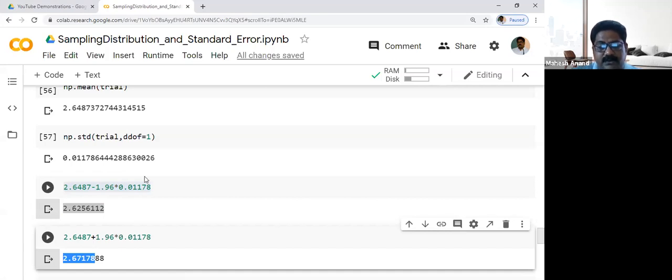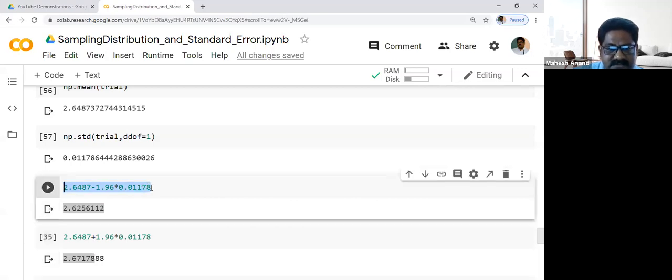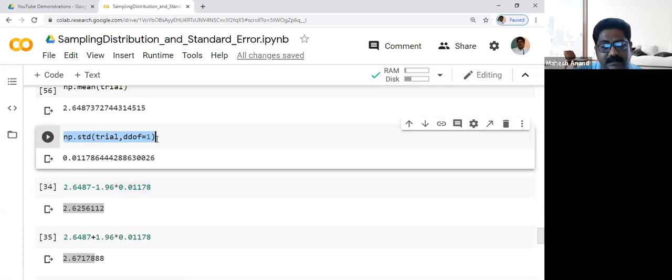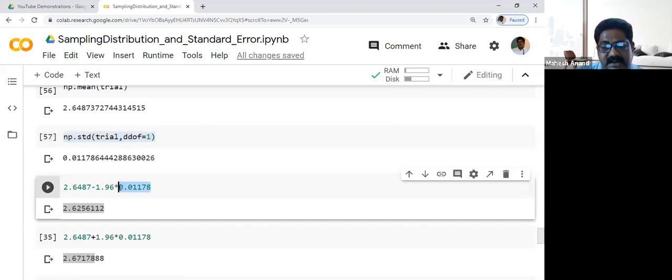In the more practical approach, you get only one round of samples. When you get one round of samples, you cannot directly substitute the standard deviation of those 500 samples. That standard deviation should be divided by root 500. Only then can you substitute that as the standard error of the mean. So that's the difference. Hope you understood how we estimate the range estimate of the population parameter.